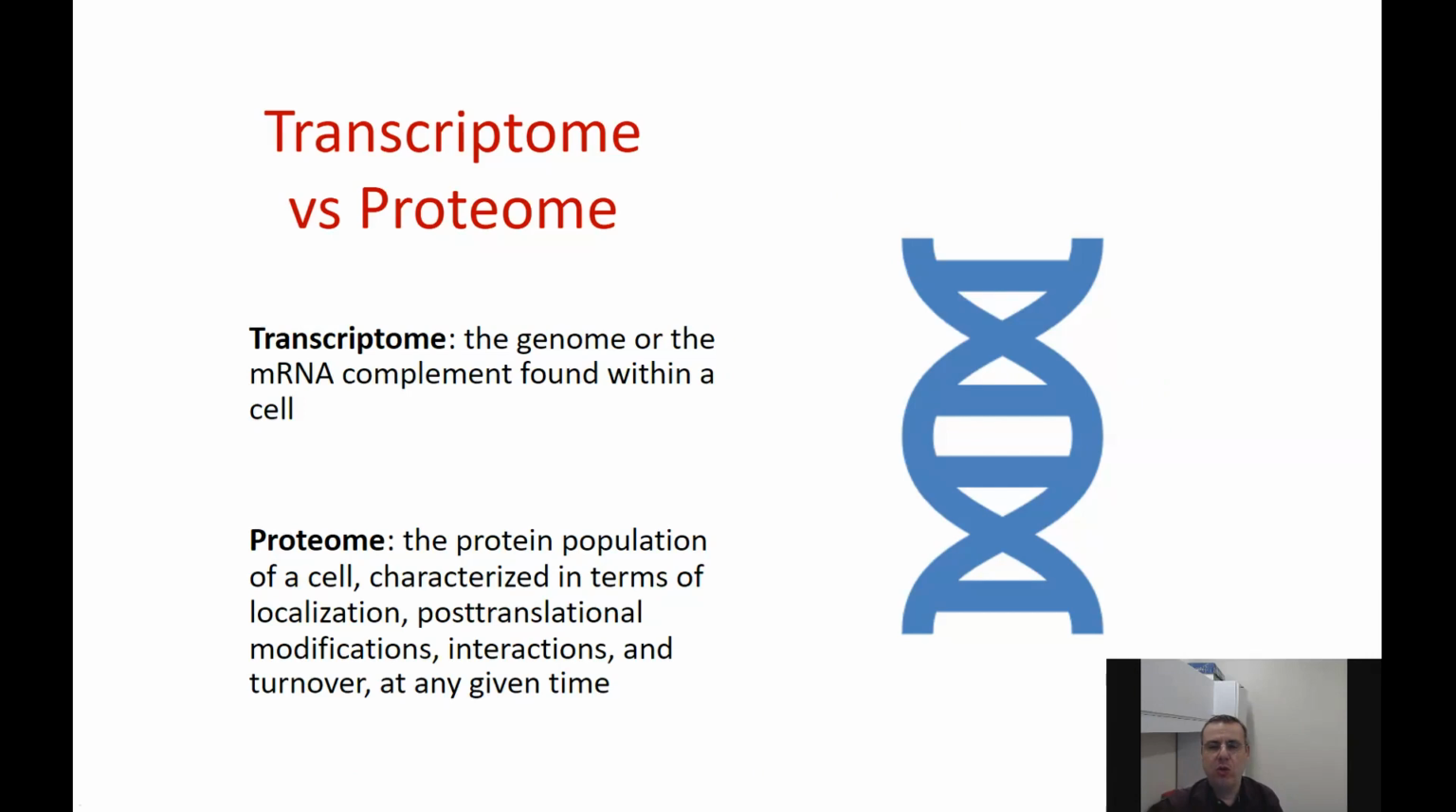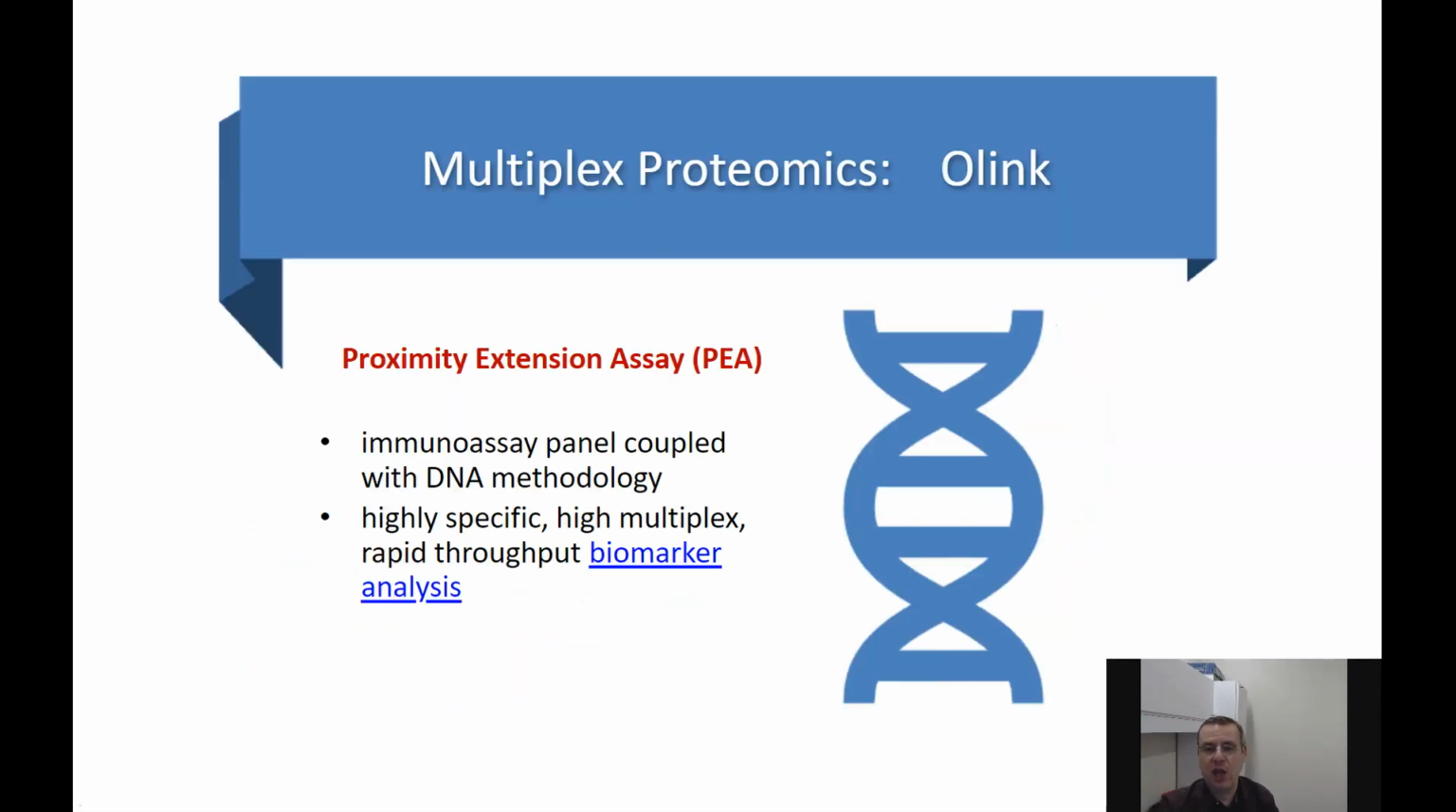Now, before I go on to more multiplex methods used in GVHD prediction, I just wanted to differentiate between the transcriptome and the proteome. While the transcriptome looks at the genome or the mRNA complement found within a cell, the proteome characterizes all the proteins of a cell in terms of localization, post-translational modifications, and interactions at any given time, and thus gives a sort of snapshot of what is currently going on in a patient and the pathophysiological mechanisms that are at play.